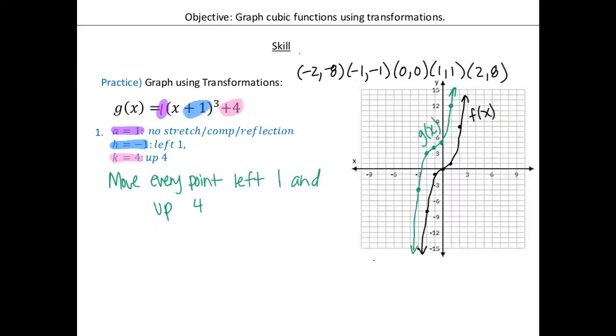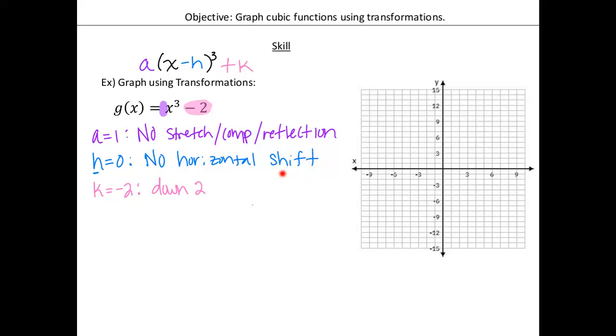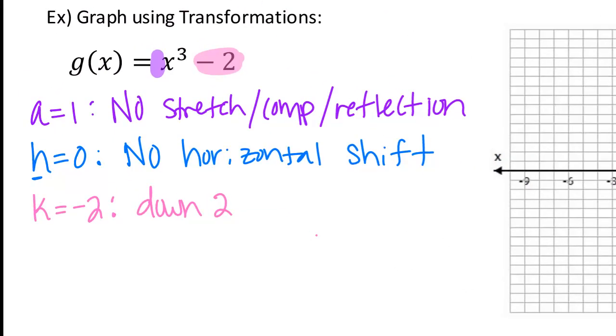All right, next one. Make sure you go find the correct equation. This one is x cubed minus 2. So you should have this on your notes. Some of you put them in different places, but this is x cubed minus 2. Go find this one that we did yesterday. A was 1, so we had no stretch, compression, or reflection. Our h value, remember, why was h 0 in this example?